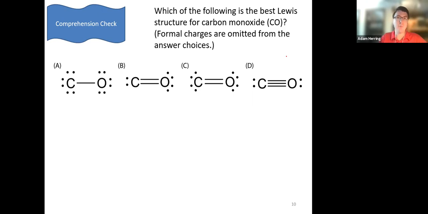So to determine which are the best, we need to evaluate in two ways. One, count up your valence electrons. Make sure that they are accurately representing the number of valence electrons. So by looking at the number of valence electrons that we should have, which is 10, we can see that molecule A has a total of 2, 4, 6, 8, 10, 12, 14 valence electrons. B has 2, 4, 6, 8, 10 electrons. C has 2, 4, 6, 8, 10, 12 electrons. And D has 2, 4, 6, 8, 10 electrons. So we can immediately rule out A and C.